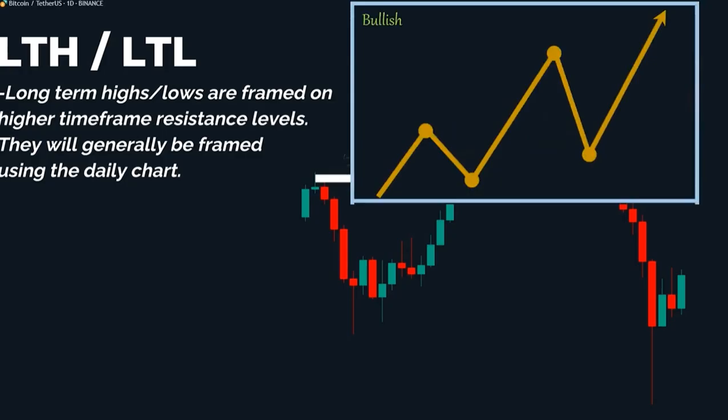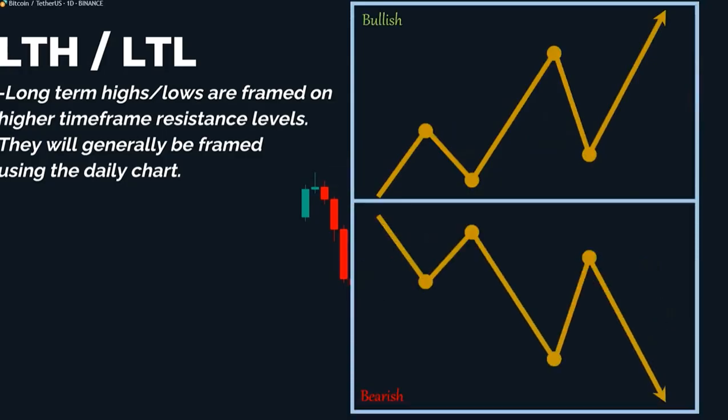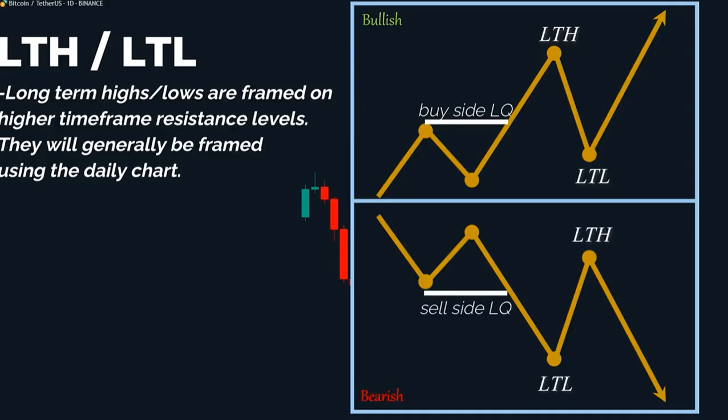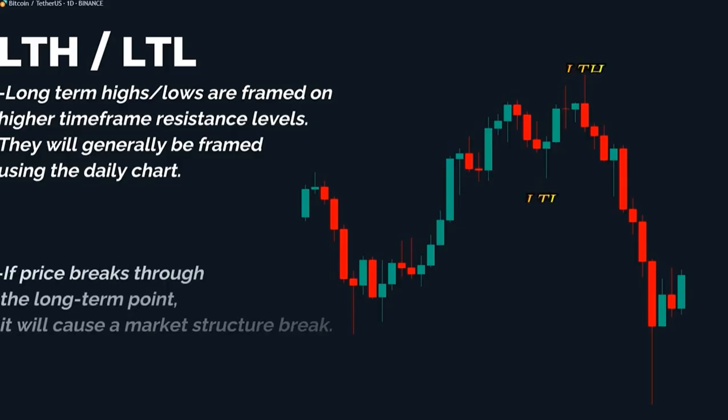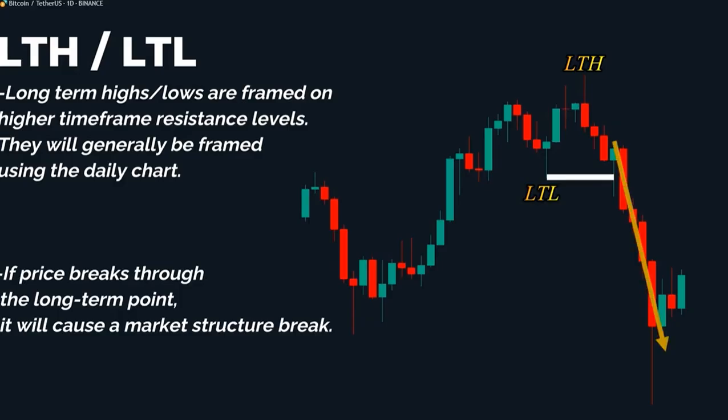In a bullish trend on the daily time frame, the market sweeps buy-side liquidity by breaking long-term highs, establishing new long-term levels. Similarly, in a bearish scenario, the market sweeps sell-side liquidity, leading to the establishment of new long-term highs and lows. If the price moves against the market trend and breaks through the long-term point, it will cause a market structure break and could initiate a reversal on a higher time frame.